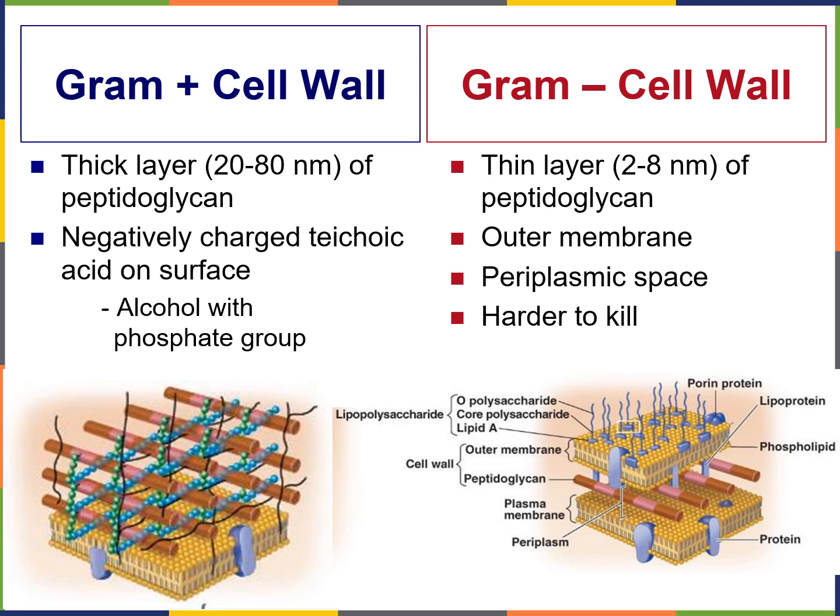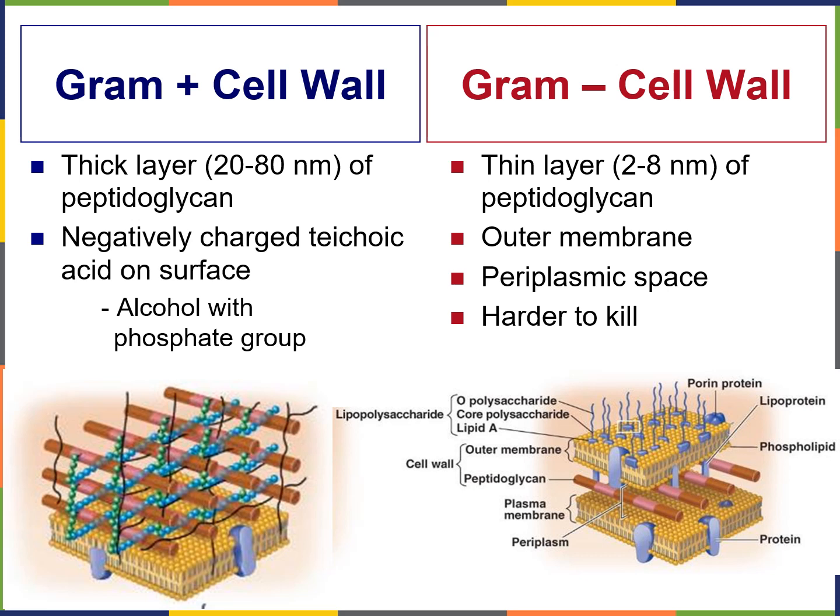Now, typically on gram-positive cell walls, you find teichoic acids. All you need to know for now about teichoic acids is that it is an alcohol with a phosphate group attached to it. Now, if you compare that to a gram-negative cell wall, the gram-negative cell wall is very, very thin. If you look at this picture, it looks like a single layer of peptidoglycan. Very, very thin. The gram-negative bacteria also have an outer plasma membrane, or an outer cell membrane.